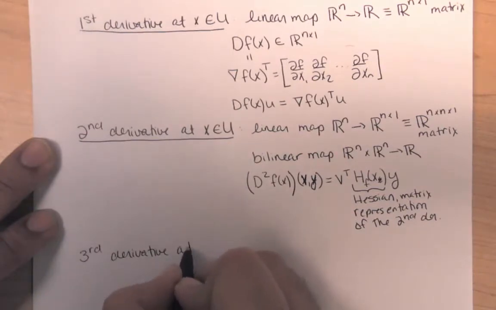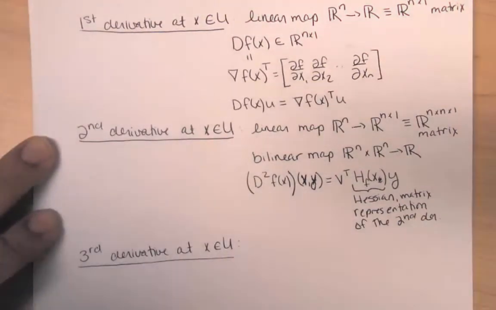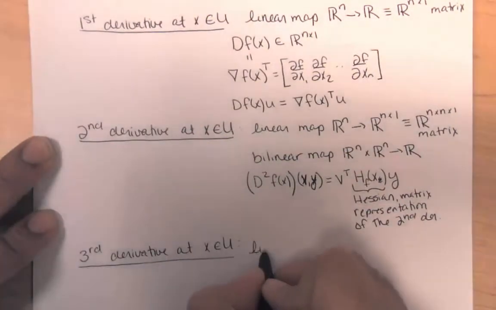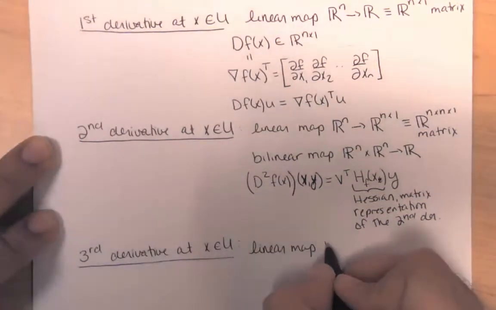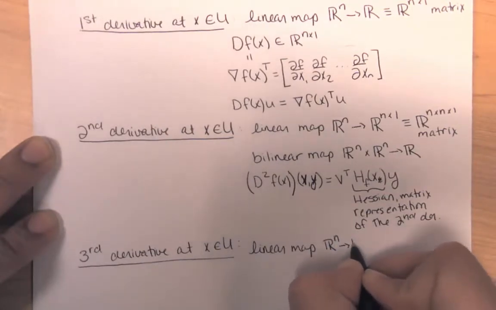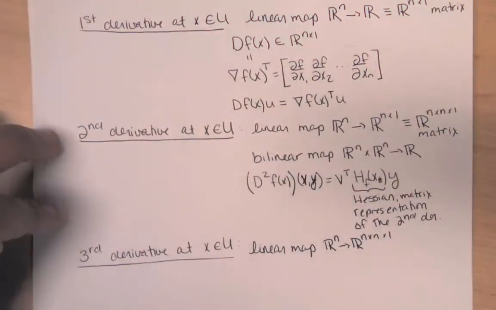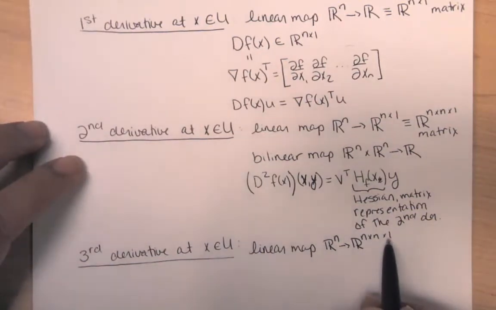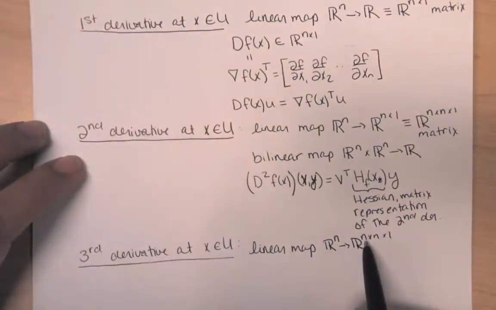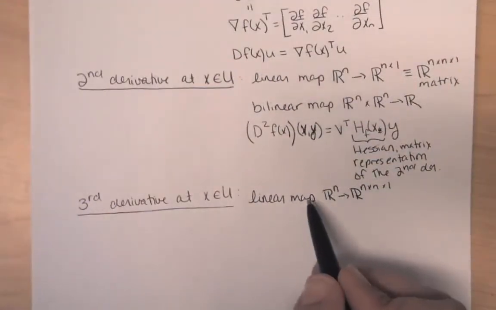So the third derivative at some x in u is a linear map from Rn to Rn by n by 1, which of course is the same as just saying Rn by n, but I'm leaving that by 1 just to imply that it maps an n-dimensional vector and another n-dimensional vector to a real number. Right, that's the destination of this map.